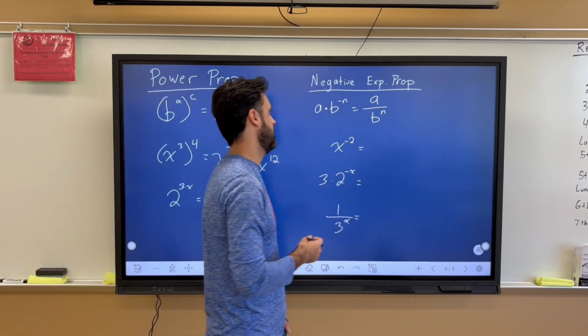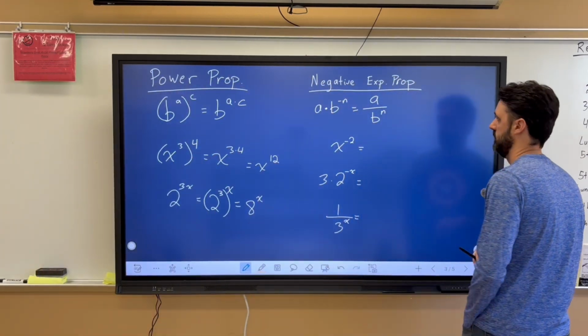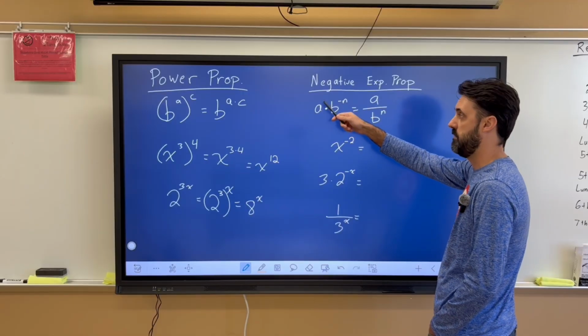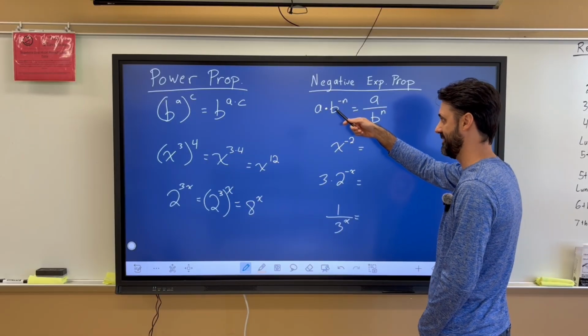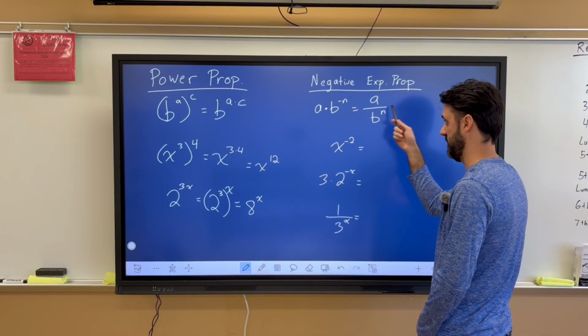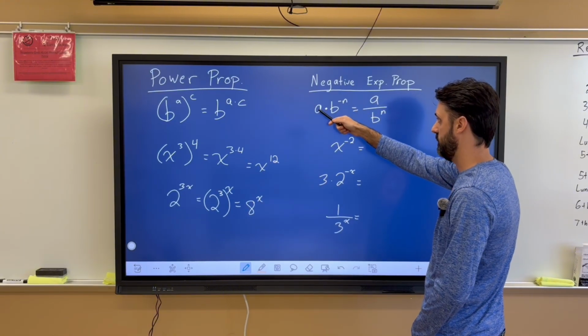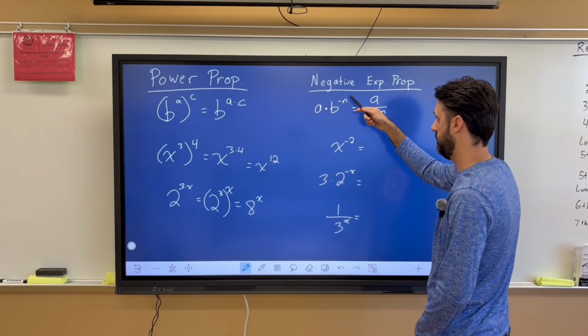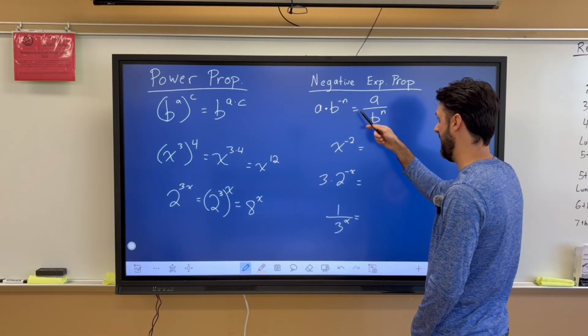All right, the next property is our negative exponent property. And it says this: if you have some value that you're multiplying with something else, raised to a negative exponent, we actually create a fraction. And when we do that, whatever's in front goes on top. Whatever's right here is going to go in the bottom, but now the exponent's positive.